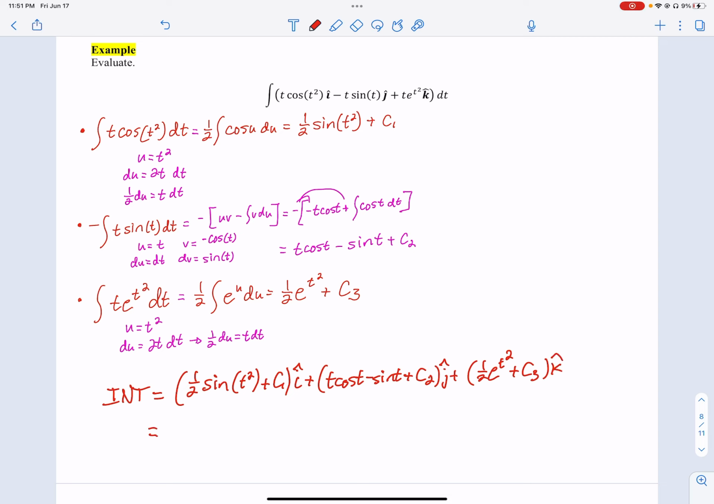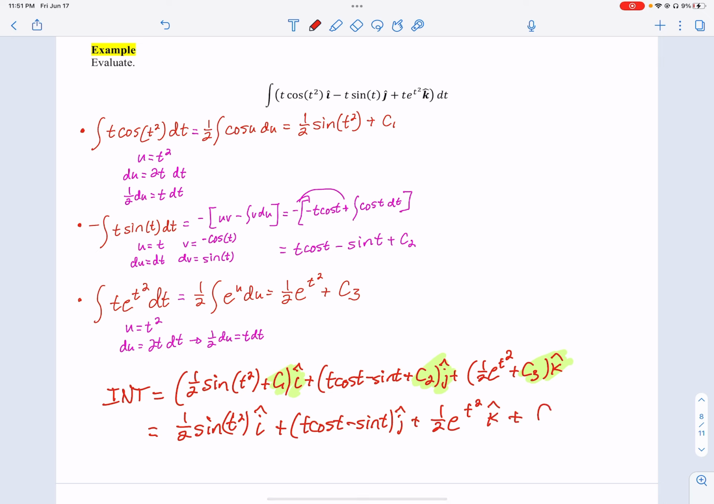So instead of writing it this way, because what we're going to eventually do is some problems where we're going to find these c's, what we do instead is we create a constant that just is a constant vector, because we could just put these three things together, c1i, c2j, c3k, and that could be its own vector. So what we do is we just write 1/2 sine t squared i plus t cosine t minus sine t j and then plus 1/2 e to the t squared k.